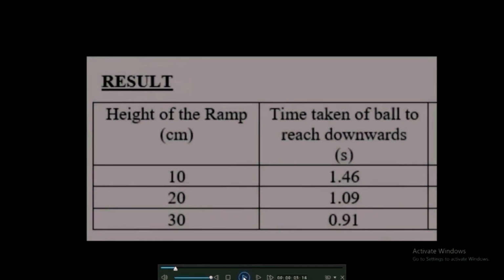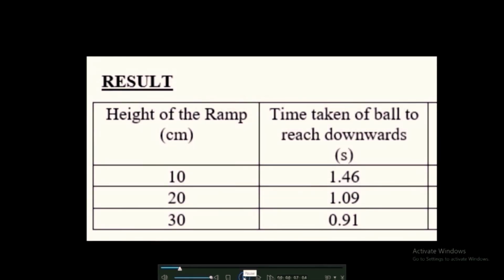From the results, we can see that the time taken for the ball to reach downward decreased due to increasing height of the ramp. The height of the ramp of 10 cm recorded 1.46 seconds to reach downwards, 1.09 seconds for 20 cm and 0.91 seconds for height of the ramp 30 cm. We also can say that the time taken for the ball to reach downwards is influenced by the distance of the ball.